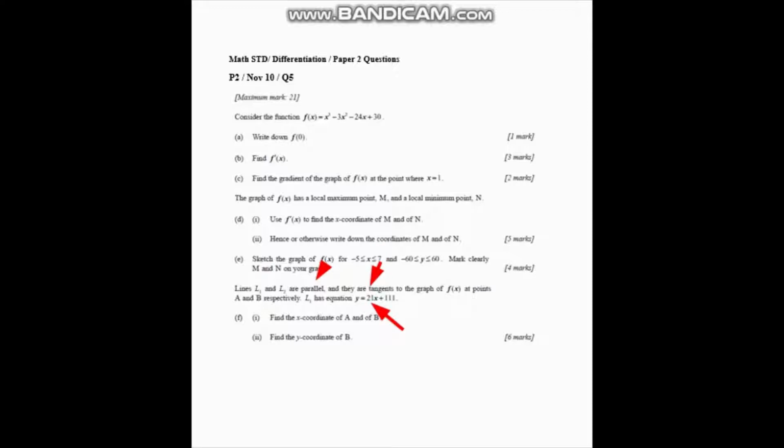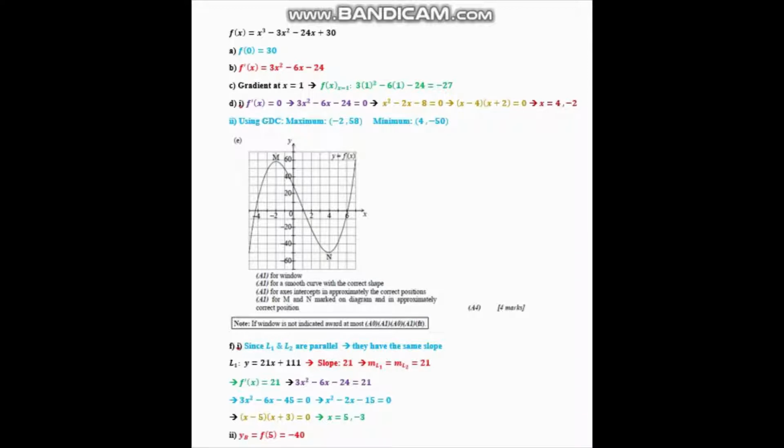Hence the slope of L1 and L2 is 21, and in order to find their x coordinates, I shall simply equate f dash of x to 21. So I've equated f dash of x to 21 because this is the value of the slope, and I need to find the x coordinates. There is some simple algebra to be done.